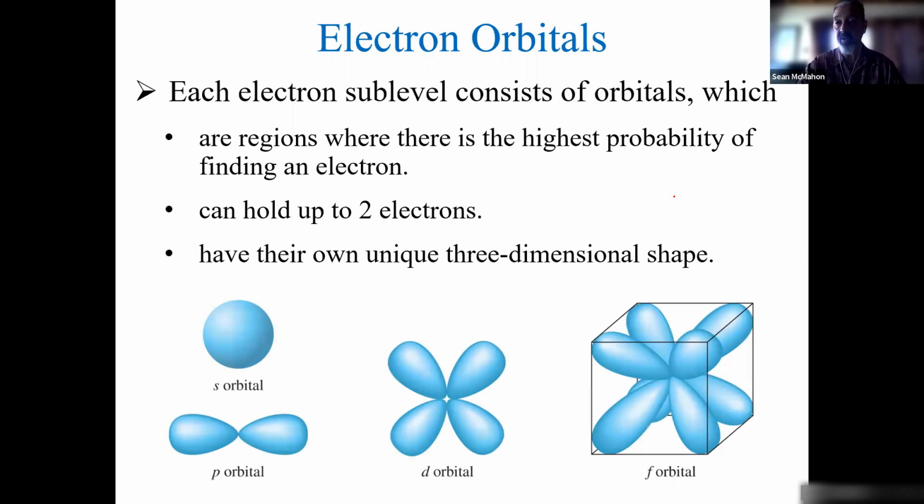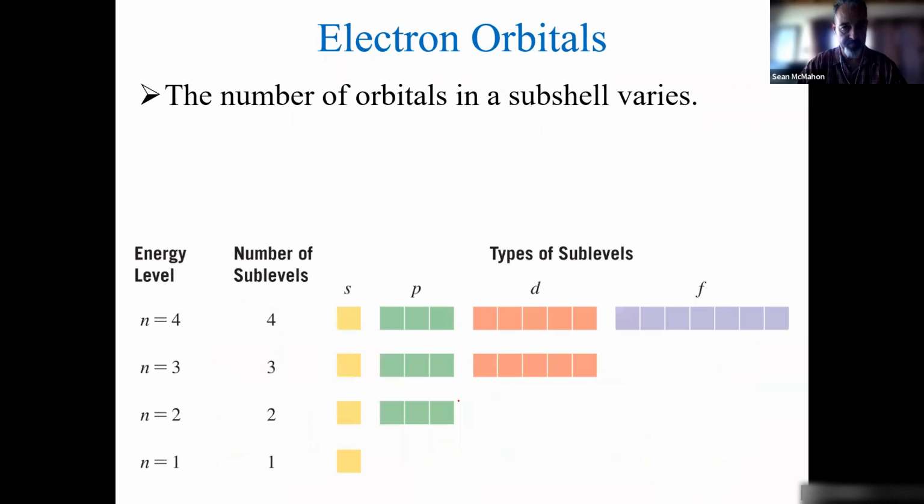And each orbital has a unique shape. That's kind of what the letter is denoting. So the S orbital is spherical. Your P orbital has a bilobal shape. Your D orbital is cloverleaf. And then your F orbital has a more complicated shape because it's a further distance from the nucleus, so the electrons can be in greater probabilities in different locations.